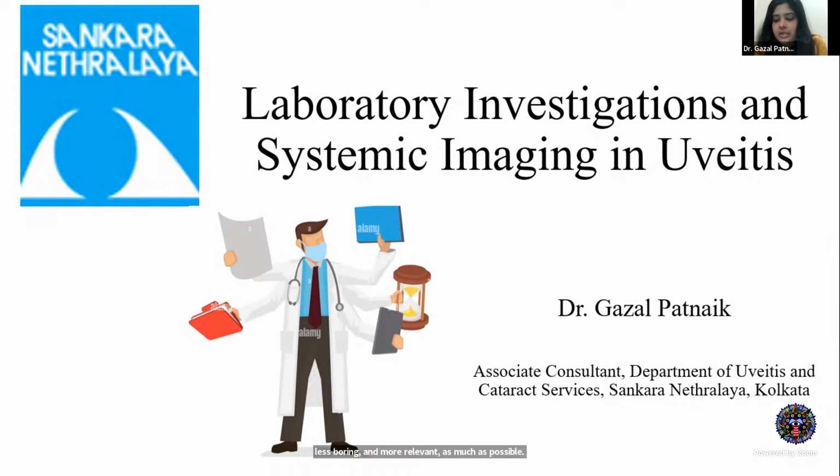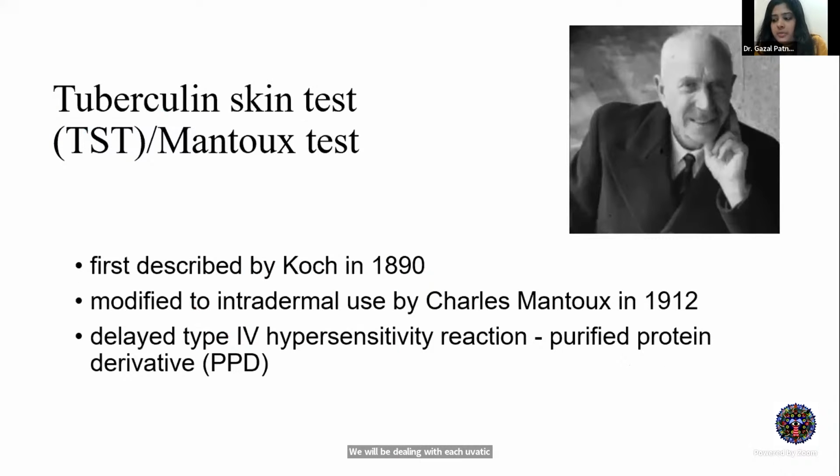So we'll start with infectious and then go to non-infectious categories. We will be dealing with each uveitic entity separately. The most common being tuberculosis. Let's start with that. Usually the primary lab investigation, if we suspect tuberculosis, is the tuberculin skin test, or the commonly called Mantoux test.